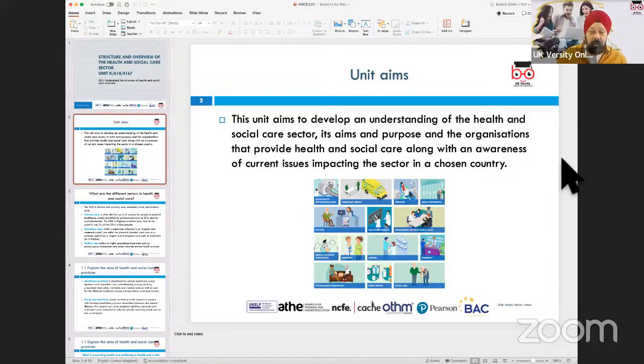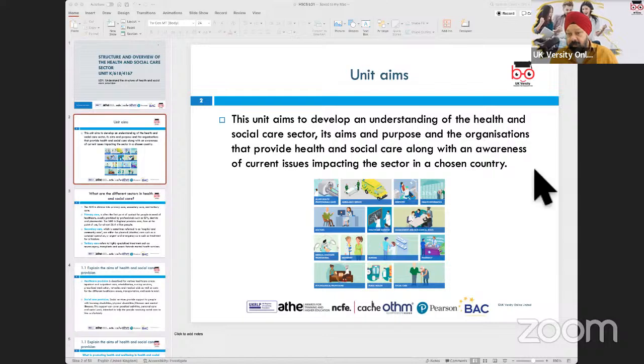Now, for the context of this unit, which is structure and overview of health and social care sector, we are looking at the chosen country as England. And what we are going to be doing is primarily discussing issues which are related to the health and social care sector as far as England is concerned.